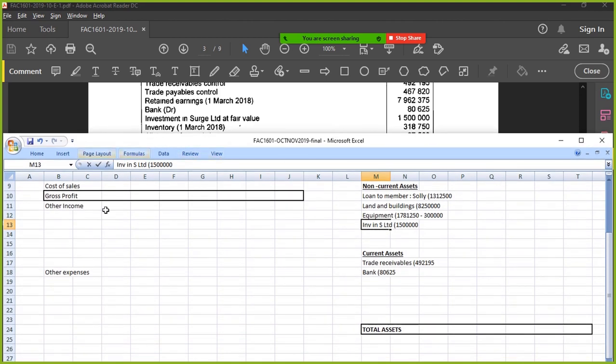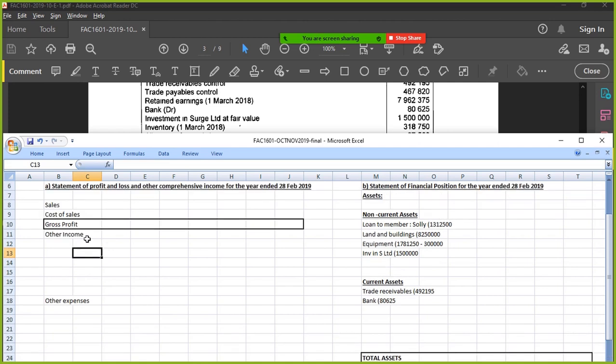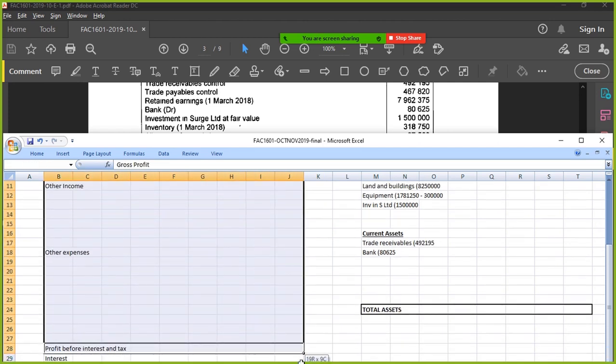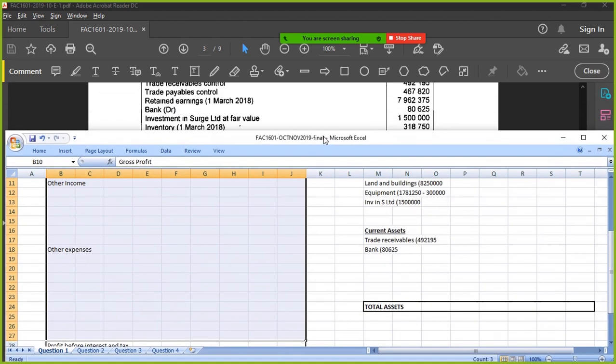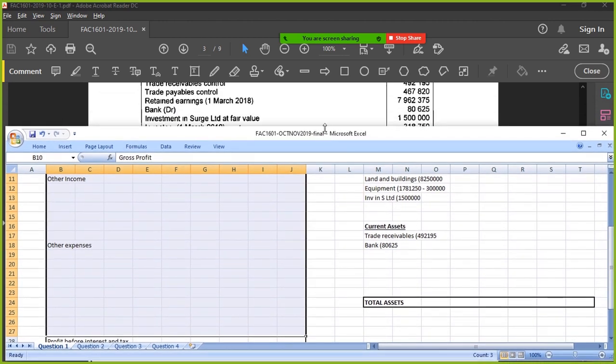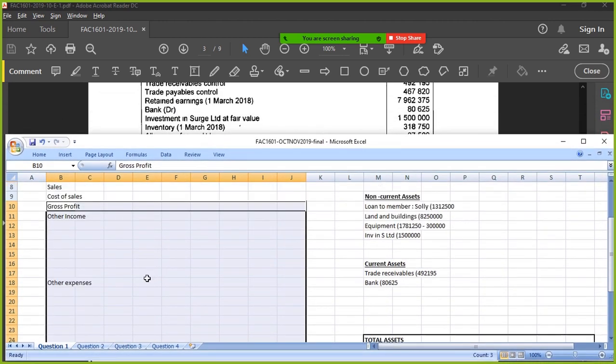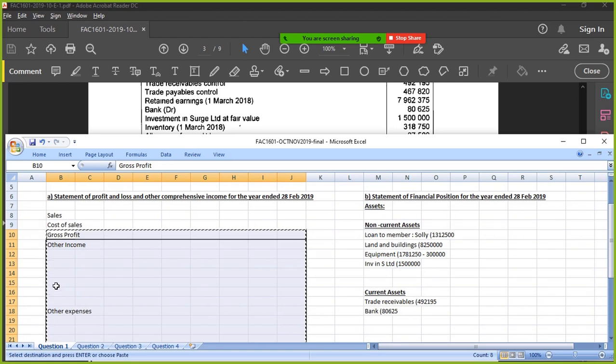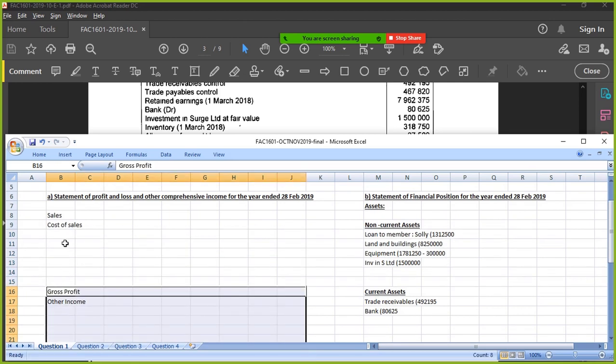Inventory, that's opening stock. So when I see that, I'm expecting cost of sales. Why isn't it scrolling down? I think I have, okay, there we go. Okay, so when I see that, I'm expecting cost of sales. Okay, so let's just paste it down a bit.